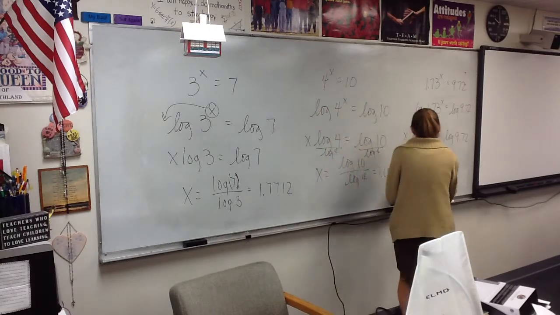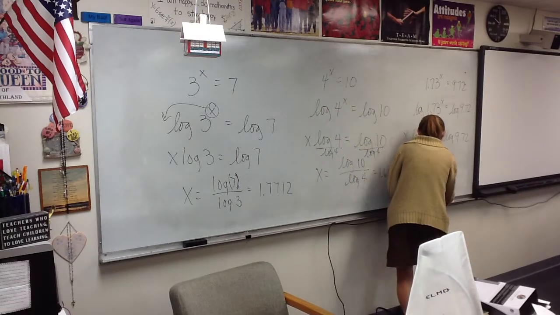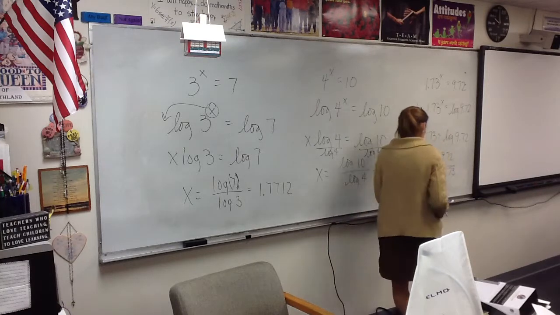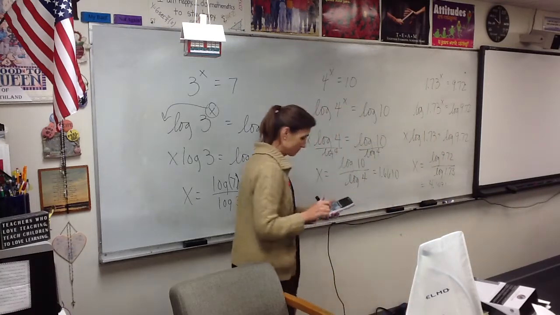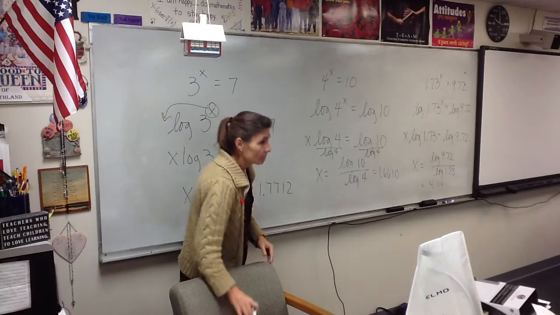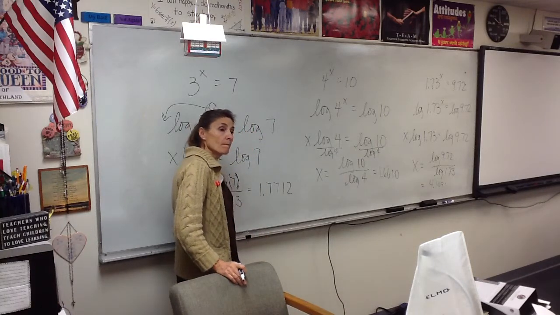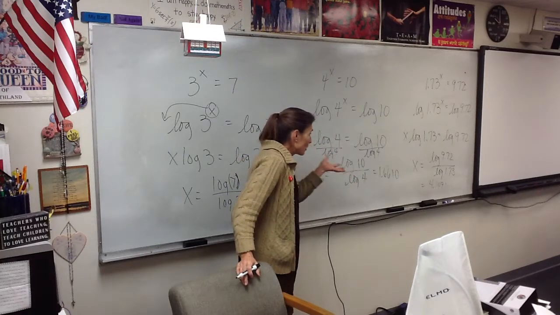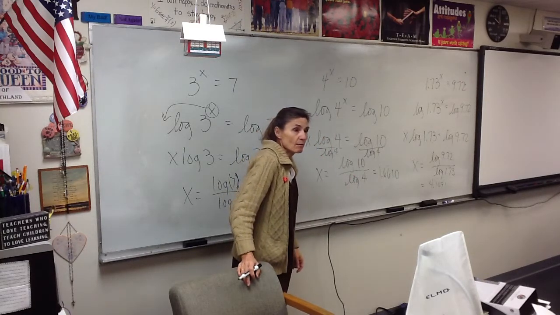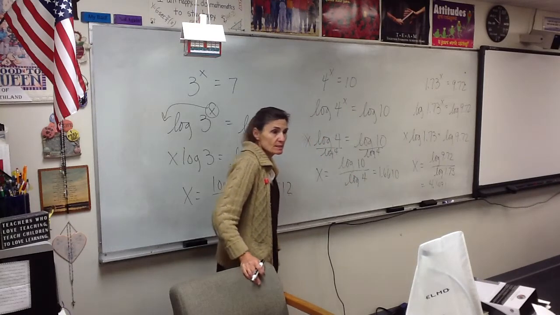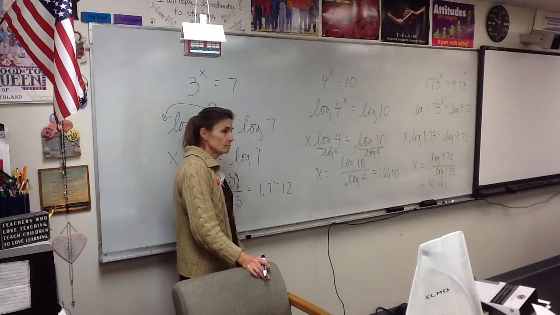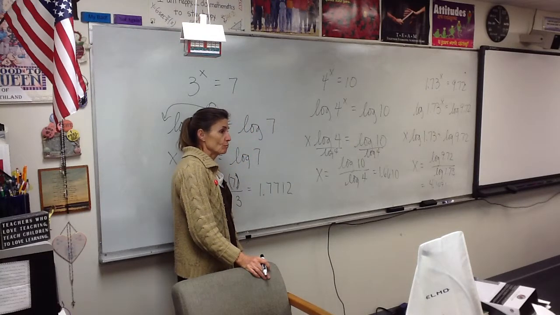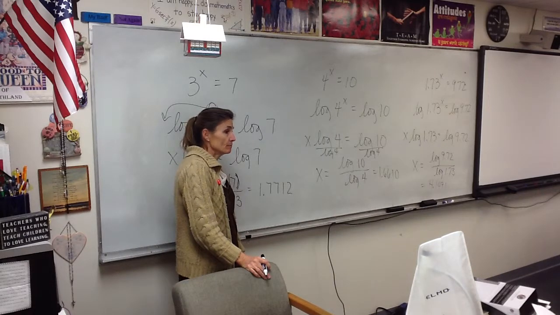I got 4.1491. I am just rounding, there's no directions here, so I'm just rounding. We'll round it however the directions tell us to, like if it's a test or something. Everybody good? That's pretty easy, wouldn't you agree?